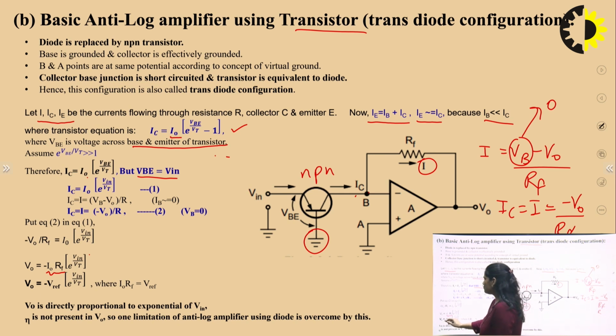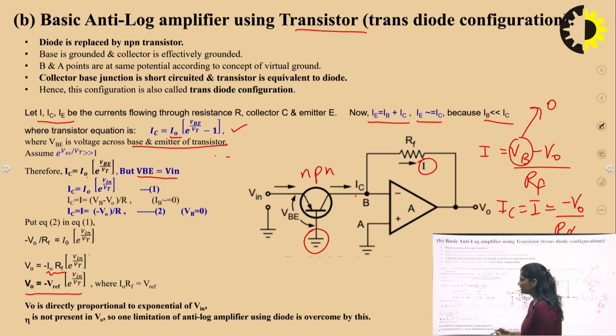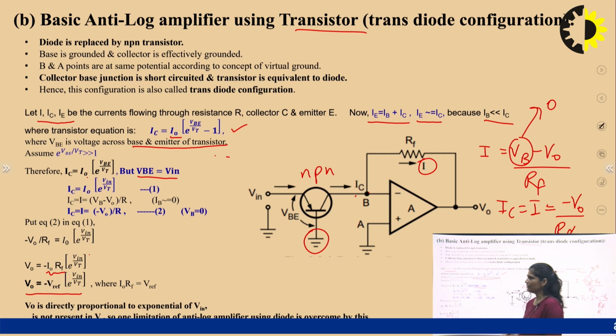So V naught is equal to minus V reference e to the power V in upon VT. Here, if we compare this equation and the previous one, the eta parameter is not present here, which is temperature dependent. It means that parameter is removed when we are using the anti-logarithmic amplifier using a transistor.